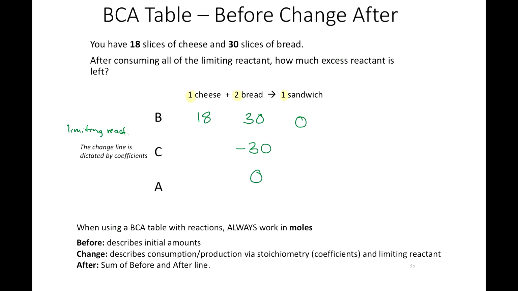Now to fill in the rest of the change line, it's gonna have the same ratio as your coefficients. So you can think of it this way. If I use up 30 breads, how much cheese do I also have to use up? 15, minus 15. All right, so if I use up 30 breads, how many sandwiches do I make? 15, but be careful of the sign. It's not going to be minus 15, it's going to be plus 15 because I gained 15 sandwiches.